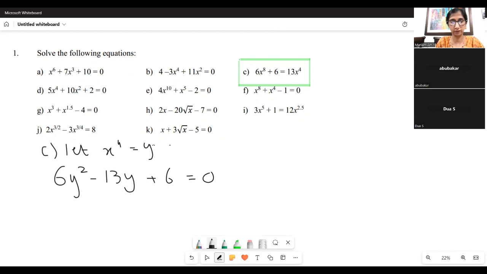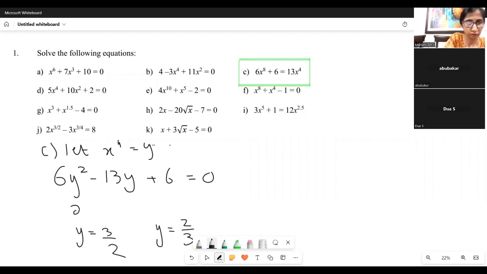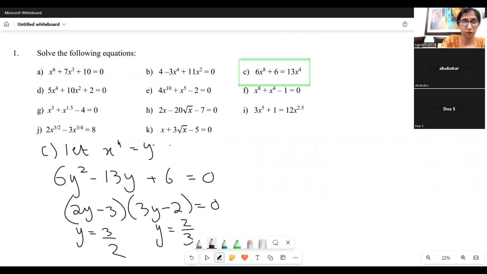6, minus 13, 6. We get 3 by 2. 2y minus 3. Okay. 2 by 3. ये है ना? यही है. Take it one step back. That's the first bracket, and 3y minus 2, that's the second bracket, equals 0. Now let's replace y with x power 4. x power 4 equals 3 by 2, and x power 4 equals 2 by 3.